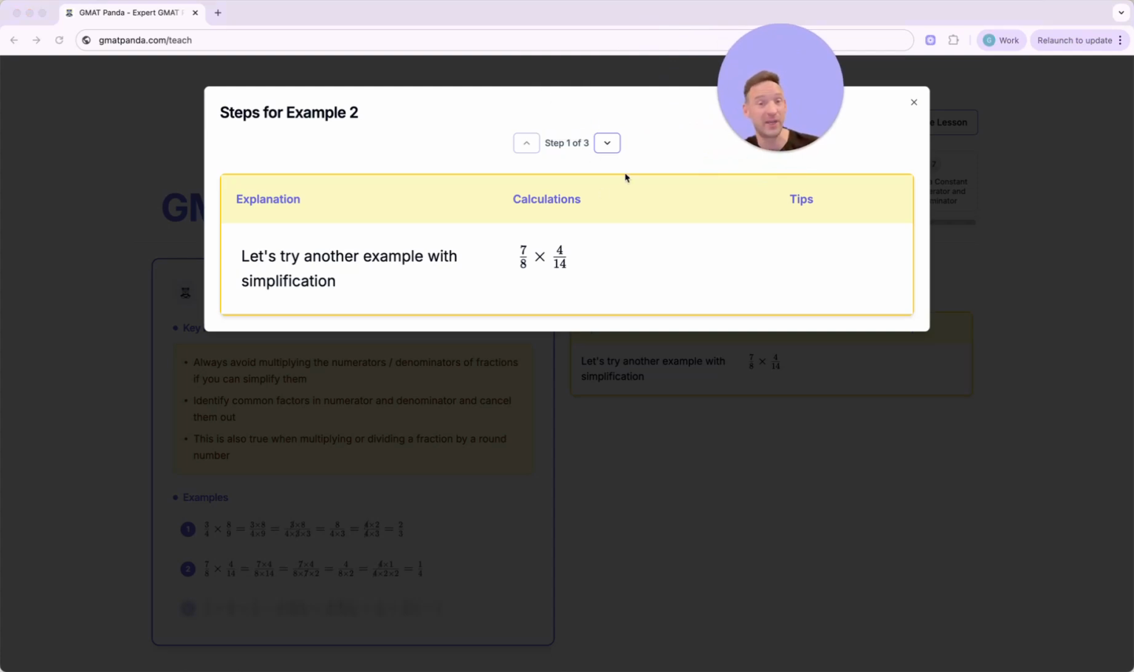So here, what most people would do if they just learned fractions at school is they would rush into doing 7 times 4 and 8 times 14. So multiply the numerators together and multiply the denominators together. And that's exactly what I taught you earlier on. But that was just the introduction. But in the GMAT, we want to save time as much as possible.